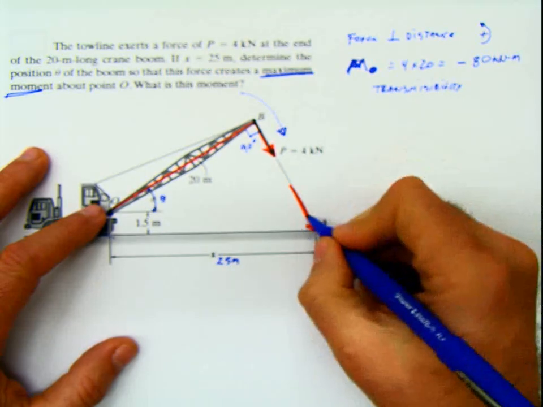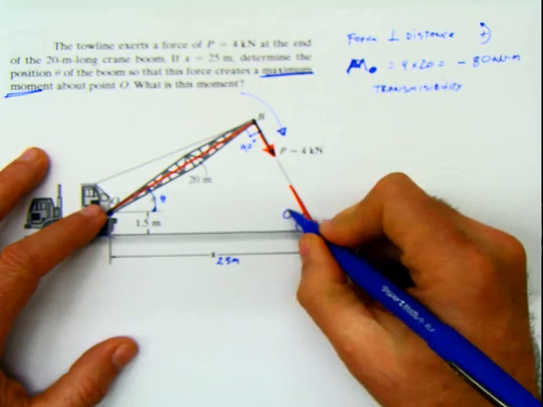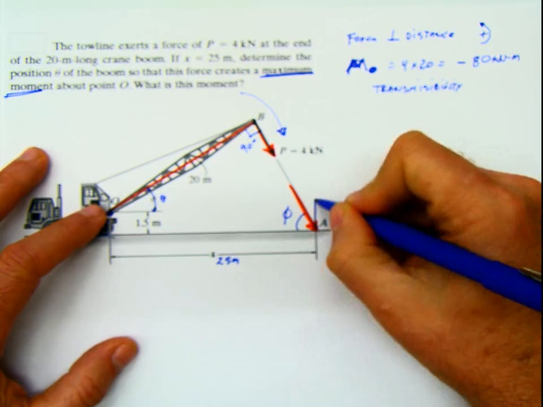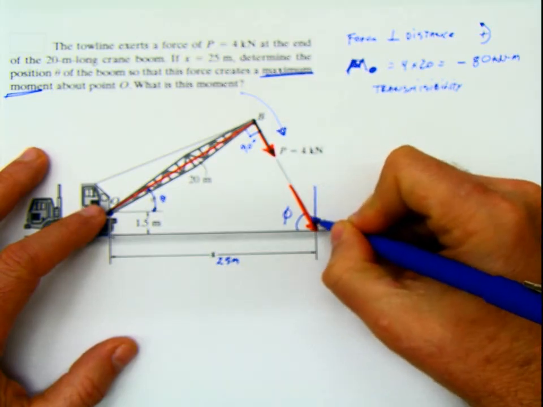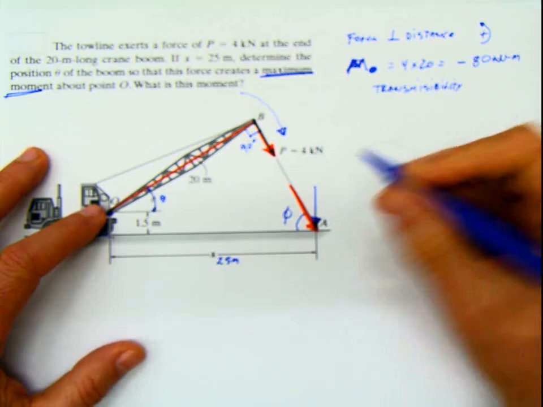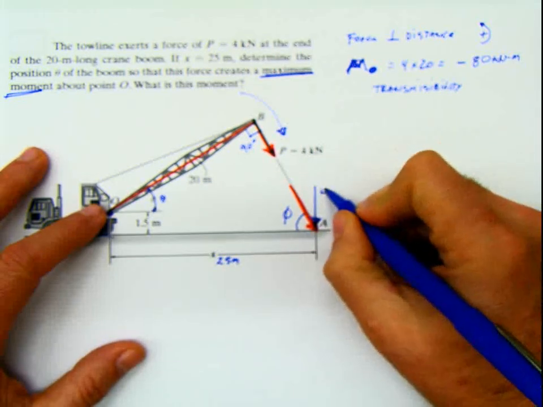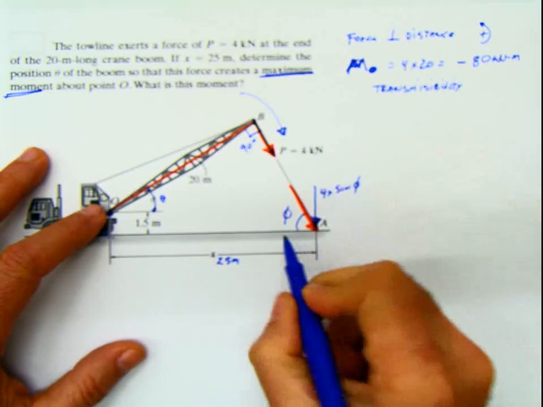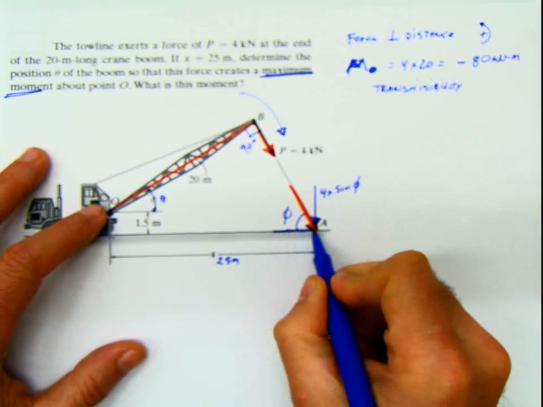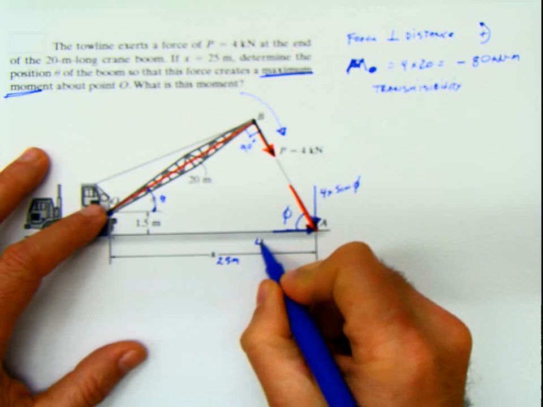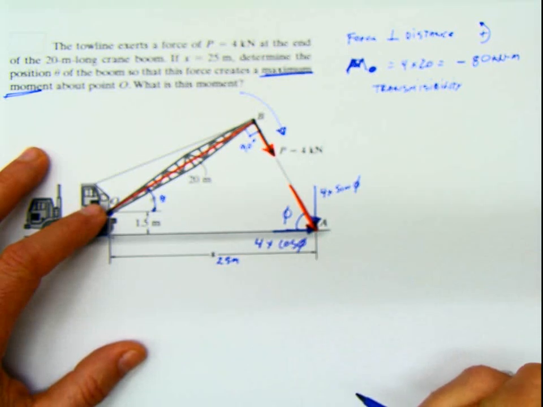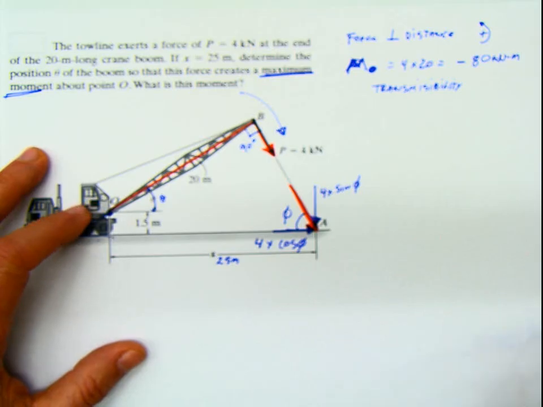If I slide the force there, I'm going to call this angle phi. And then the vertical component of the force here will be 4 multiplied by sine of phi. And this horizontal component here is going to be 4 multiplied by cosine phi. And look what happened now. This is beautiful.